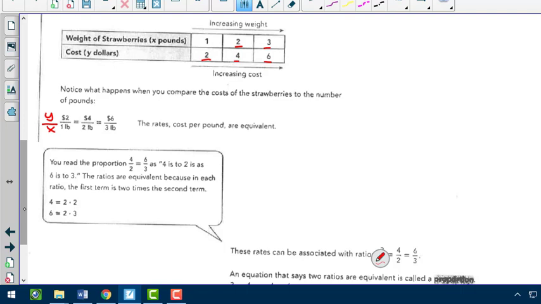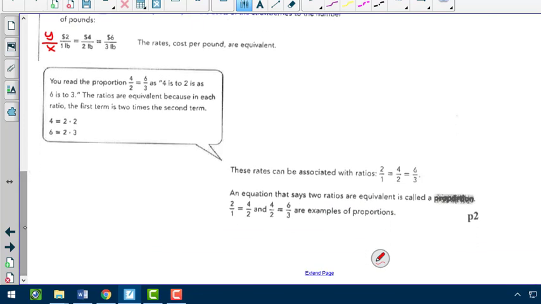These are equivalent ratios because each time the first term is 2 times the second term, right? 4 is 2 times 2, and 6 is 2 times 3. 4 is to 2 as 6 is to 3. That's an equivalent ratio. These ratios can all be associated. Yes, they are equivalent. An equation that says 2 ratios are equivalent is called a proportion. And we've been doing proportions, right? Is over of equals percent over 100.